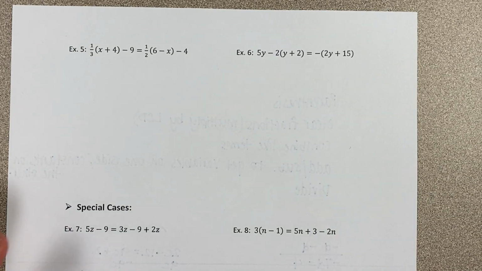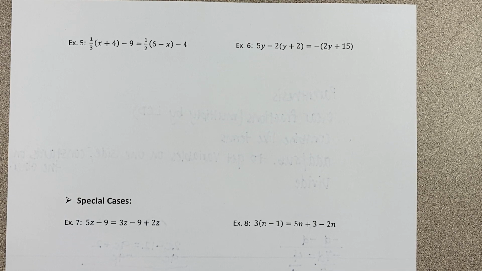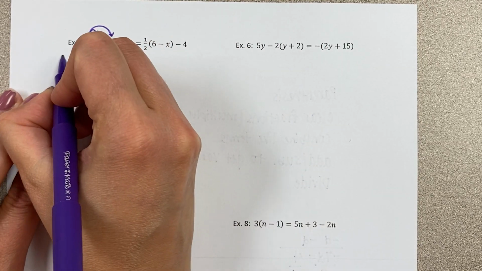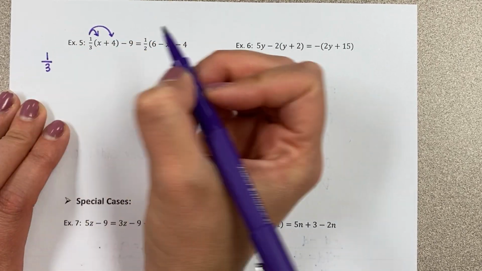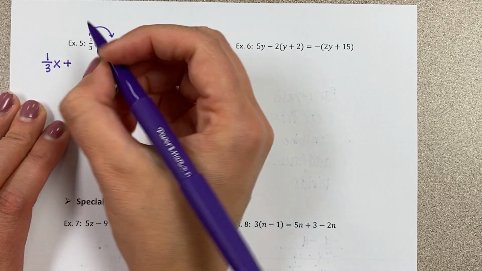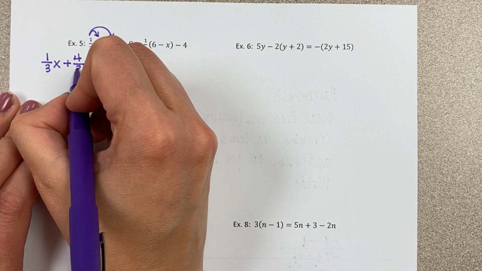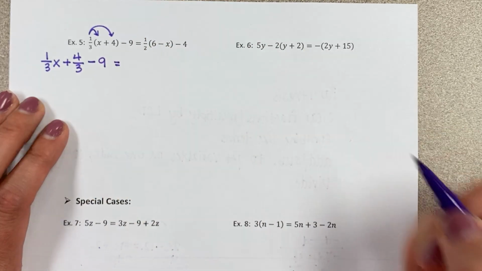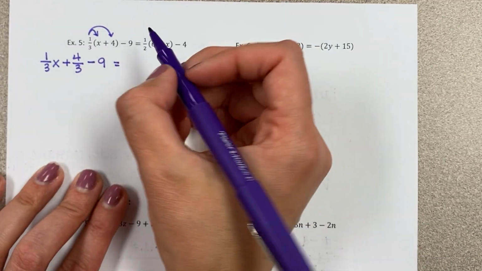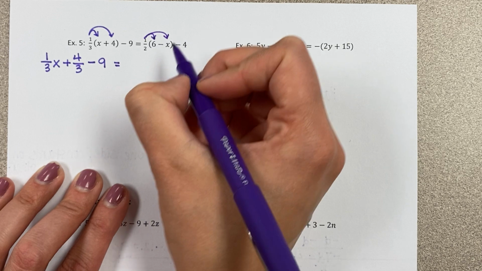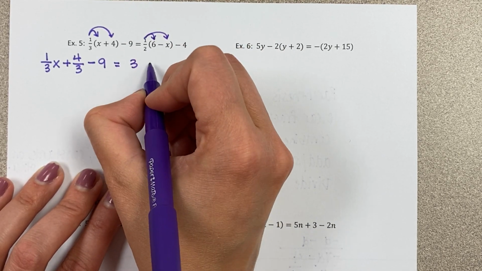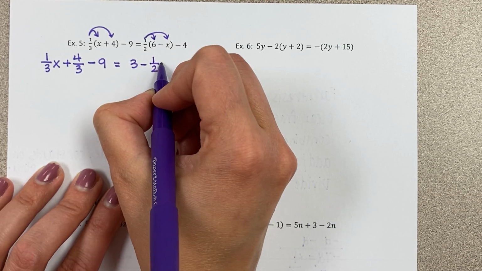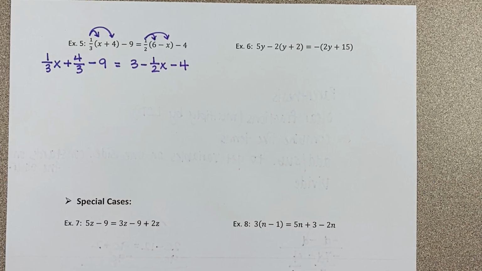I see a lot of fractions in this one. So first thing we're gonna do is distribute. So I'm gonna distribute the 1/3 to everything in the parentheses. So we have 1/3 x plus 4/3. And then I'm just gonna write that -9 over here. It wasn't in the parentheses, so we're not gonna multiply it. Distribute this 1/2. 1/2 times 6 is 3. 1/2 times -x. And then bring that -4 there.